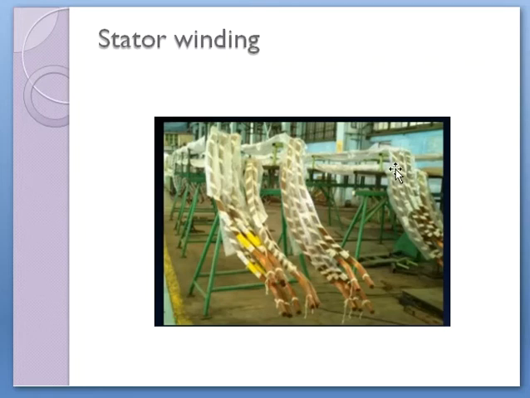Here we can see the stator windings. These are the stator windings. You can see that they are hollow. So these windings are to be inserted into the stator slots. These are the conductors, and these are the ends which are to be tied up with the core.